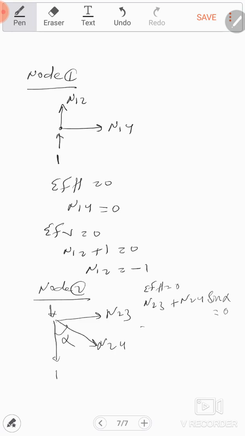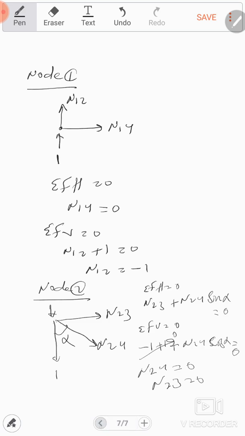Go to next equation. Summation FV equals 0. Minus 1 plus 1 plus N2,4 cosine alpha equals 0. This is 0. So N2,4 equals 0. That means N2,3 equals 0. So all values will be 0.